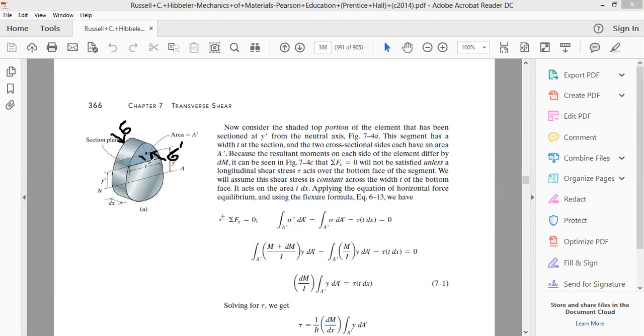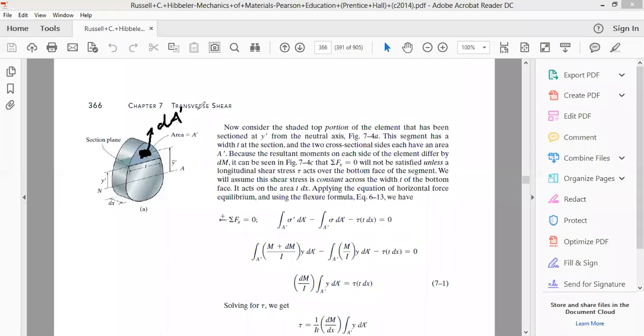Now, this is the normal stress on this section, okay? As far as this section is concerned, the normal stress is sigma prime. It is a very, very important concept. We are taking a small area element out here, and we are doing our analysis. Be careful on this area, A prime. We are here in this A prime, taking a small area element out here, whose area is dA prime, okay?